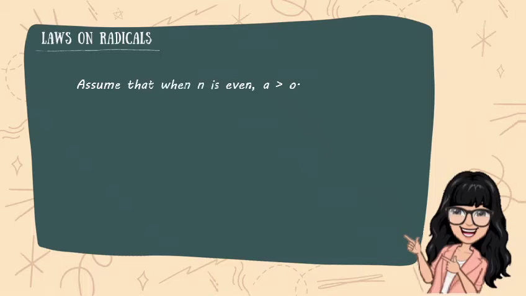Now, let us discuss the laws on radicals. Now, let us assume that n is even and a is greater than 0. What does it mean if we say a is greater than 0? What are those numbers greater than 0? Okay, we mean the positive numbers. So we assume here that your a is a positive number. Now, we will have the first law on radicals. The first law on radicals states that the nth root of a quantity raised to n is equal to a.